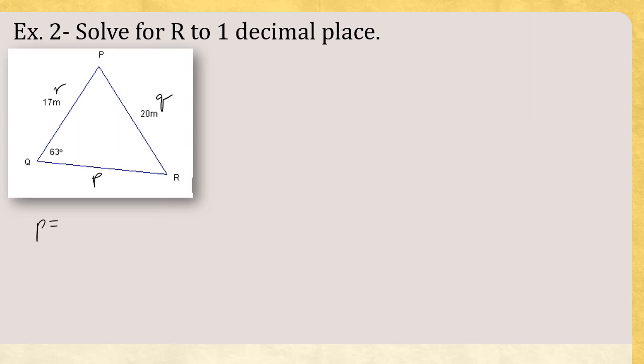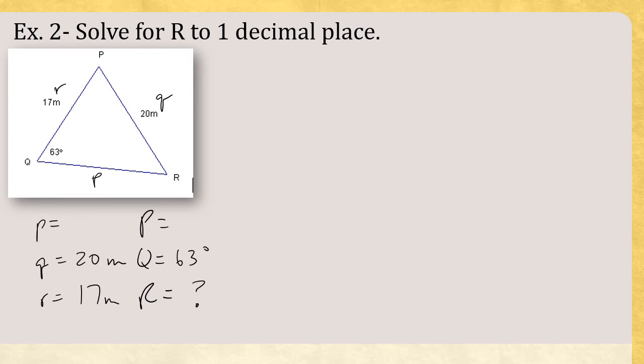And then I like to make a little chart. Fill in my information. I don't know side P. Side Q is 20 meters. Side R is 17 meters. Capital P, I don't know. Capital Q is 63, and capital R is what I'm looking for.